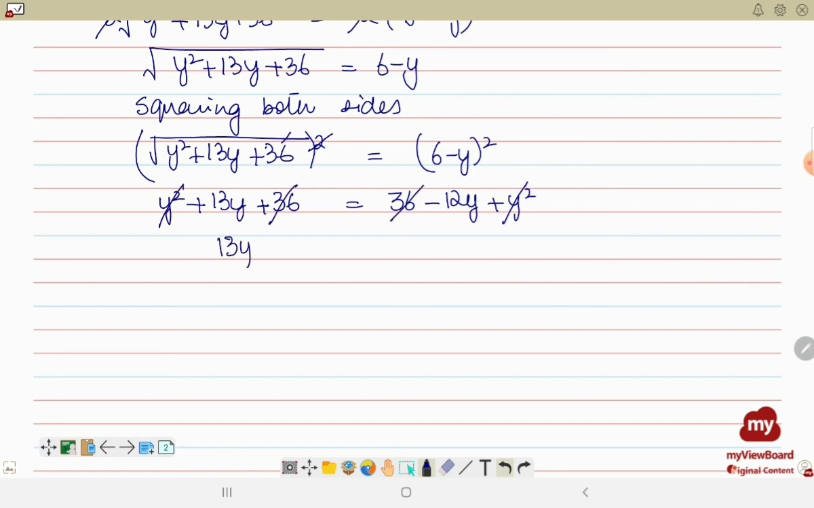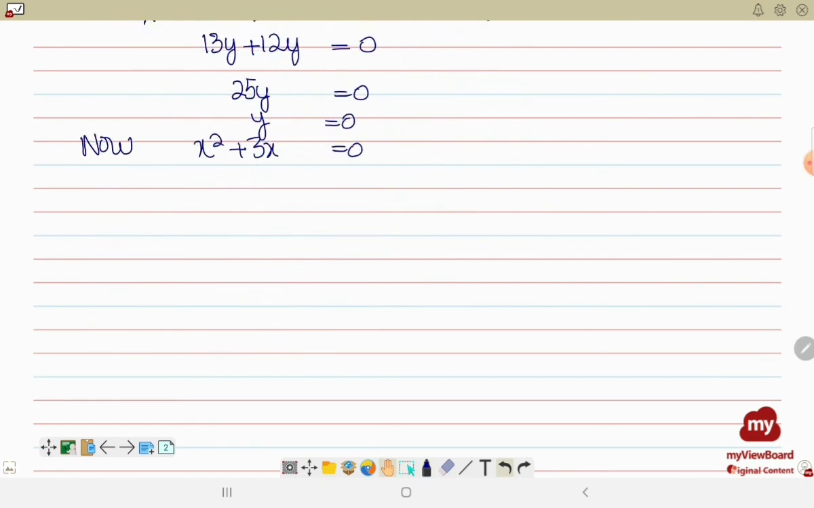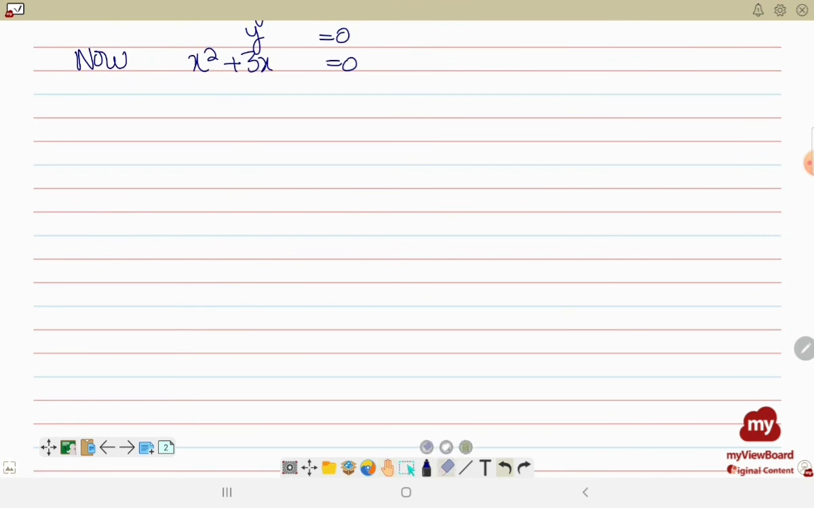And we are having 13y plus 12y equals 0, which comes out to 25y equals 0, and we are having y equal to 0. We inserted y instead of x square plus 3x equals 0, right? So we have done the back substitution. So let's solve it now for the value of x.